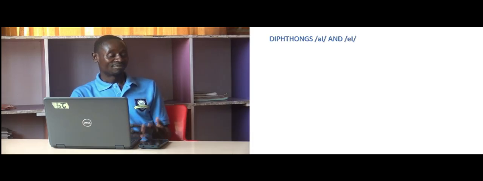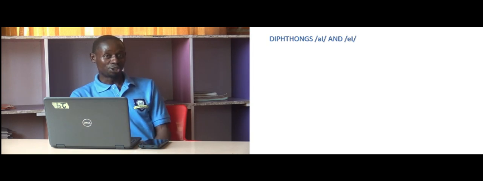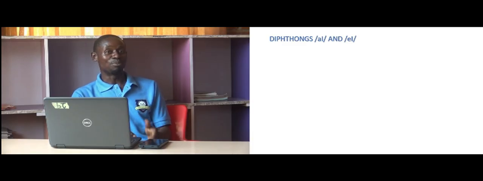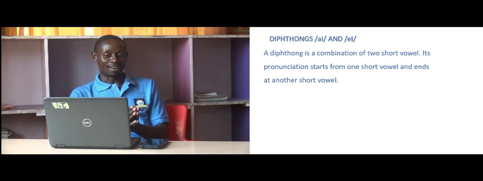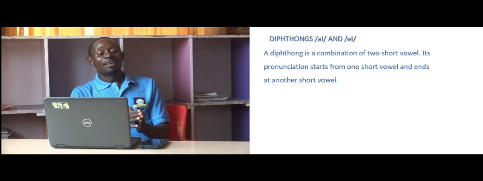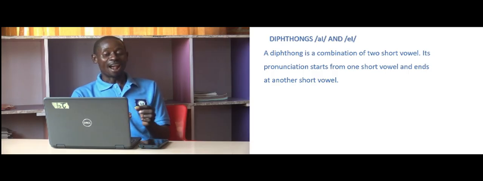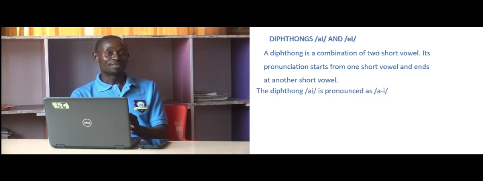Before we go on, you know that a diphthong is a combination of two short vowels. The pronunciation of this diphthong starts from one simple or short vowel and ends at another short vowel. Remember that? Yes, we discussed it in the class. Now, the diphthong /aɪ/ is pronounced as "eye". The pronunciation starts from the short vowel /a/ and ends at another short vowel /ɪ/. And that gives us /aɪ/. Remember your eye, that gives sight, right?